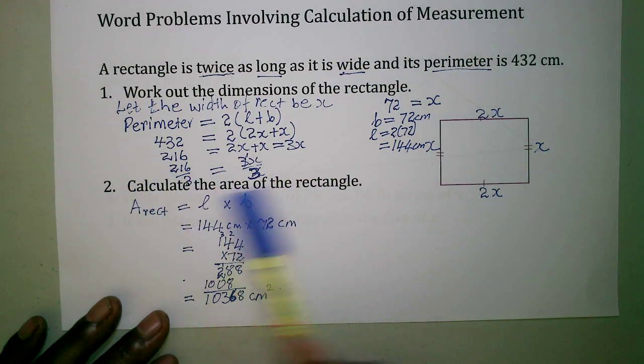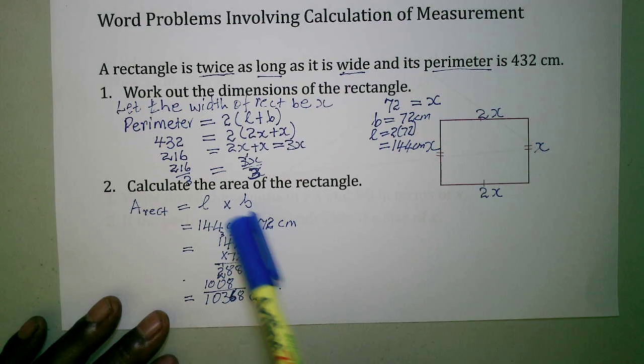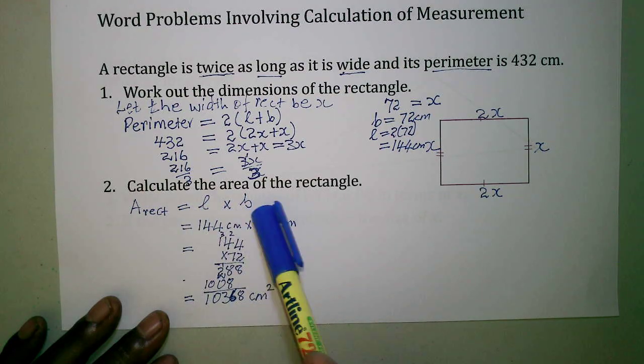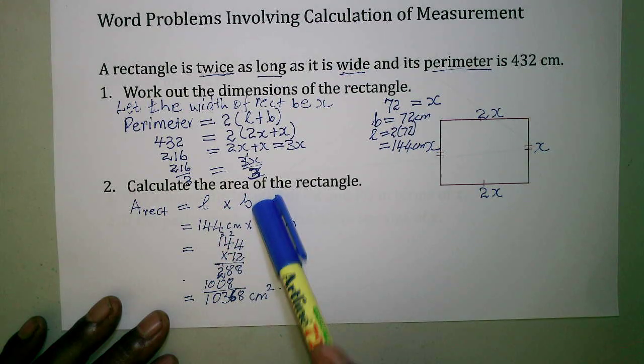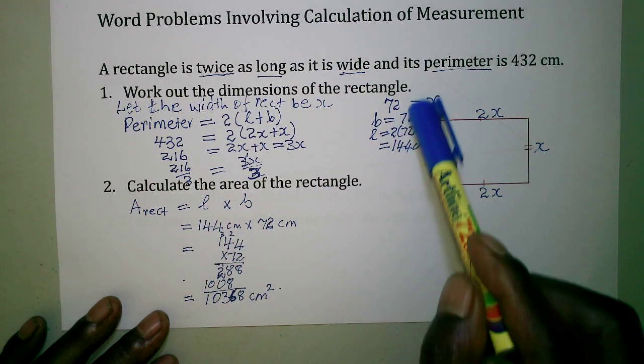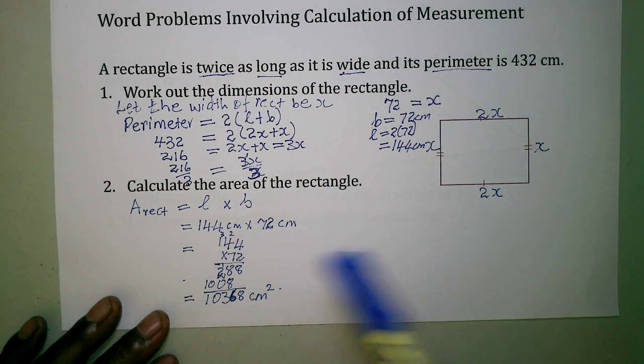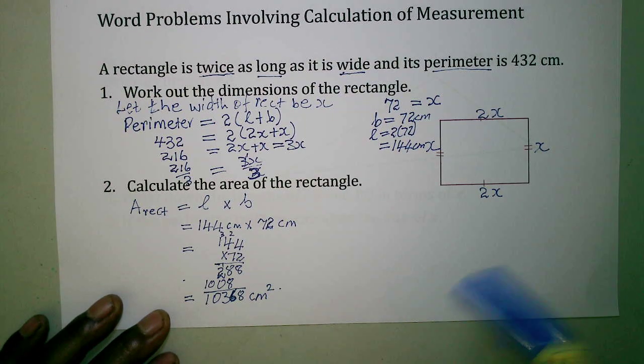So in order to calculate the area, the formula for the area of a rectangle is length times breadth. We simply substitute what we have already been given. What is left is multiplication, and we get the answer.